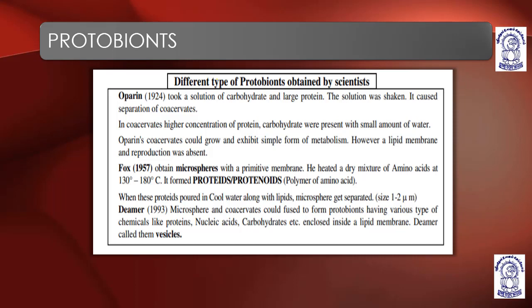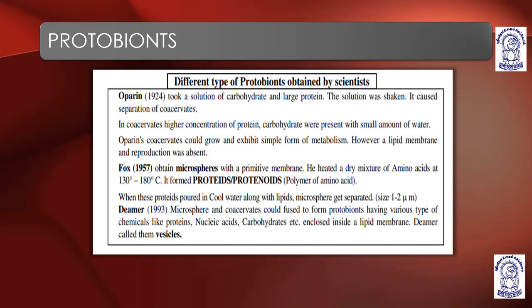Oparin's coacervates could grow and exhibit a simple form of metabolism. Later they came up with simple decomposition reactions of glucose, some signs of metabolism. However, a lipid membrane and reproduction were absent. I mean, there is no mitosis, no replication, no duplication. The lipid membrane was also absent. So Oparin's coacervates could grow and enlarge in size, but they cannot divide, or they can divide only by the simple process of budding. You have to remember, coacervates don't have the inherent capacity to divide, with no mitosis and no reproduction.